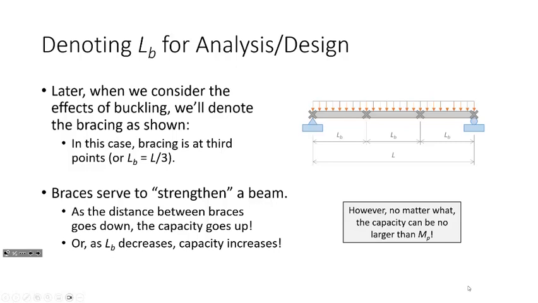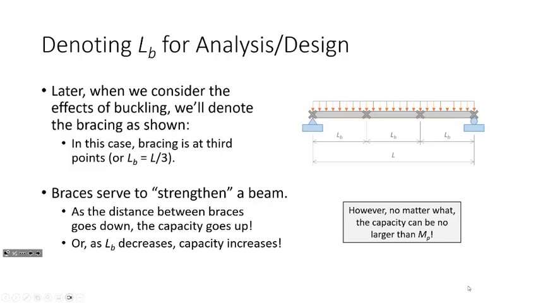In other words, as the distance between those braces increases, as those braces get further and further apart, the beam gets weaker. Or on the flip side, if I start including more and more braces, the capacity goes up. Okay, does that make sense? That has a direct analogy to what we were talking about with columns. As the distance between braces for columns increases, the capacity went down because it's more susceptible to buckling.